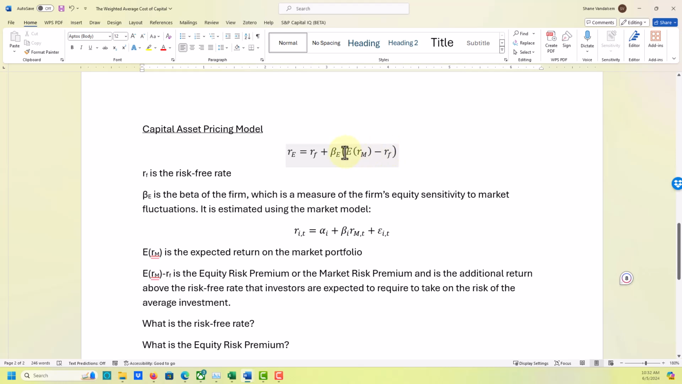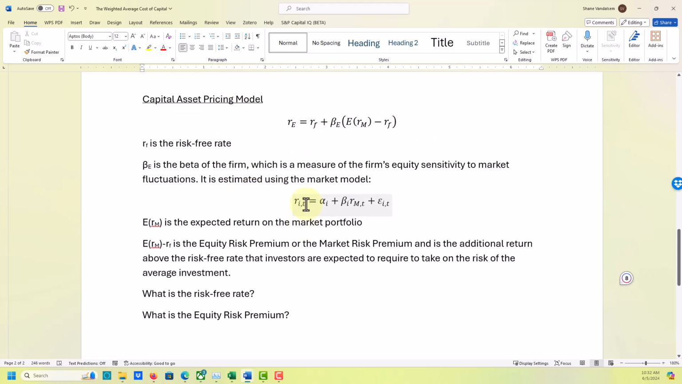Okay. So together, the expected return on the market portfolio minus the risk-free rate is the equity risk premium, also known as the market risk premium. And we're going to take a look at how that's calculated. And then what we do is calculate the sensitivity, this beta, which is a measure of the firm's equity sensitivity to market fluctuations. We calculate that using a time series regression, and I'm going to demonstrate how to do that for you. So let's start here. We're going to start with a market model. We're going to calculate that beta.